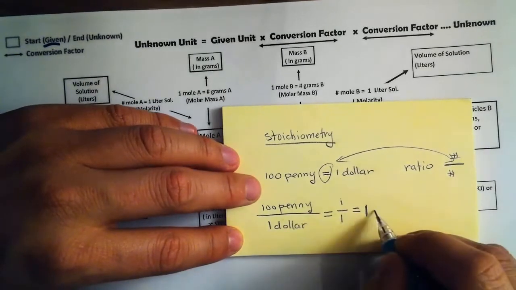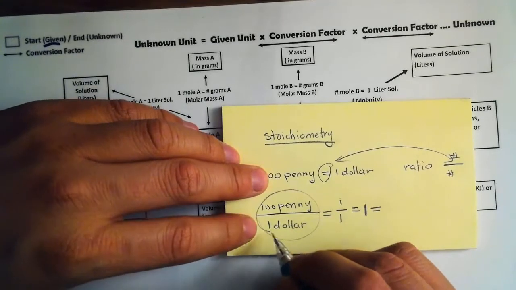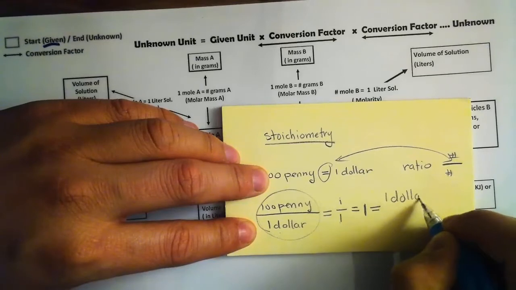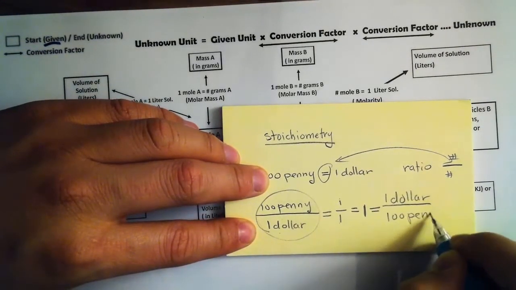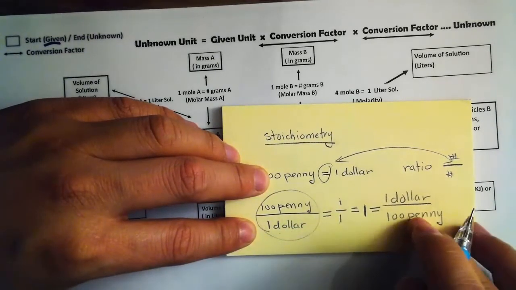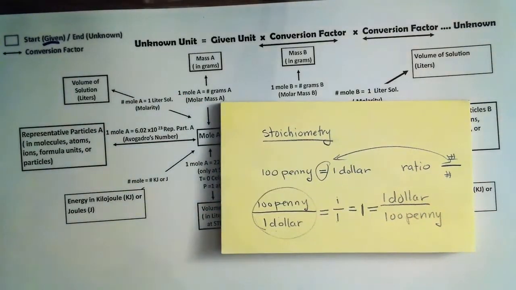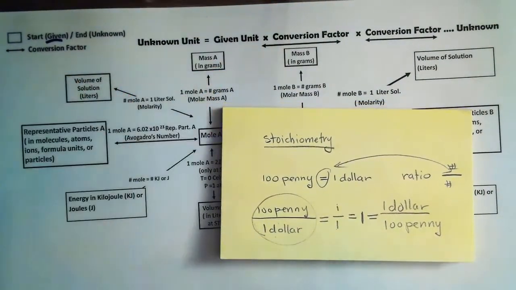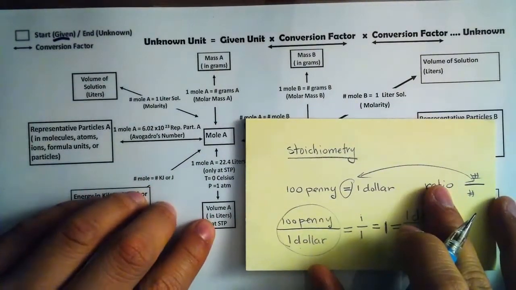Why is that important? Because now you can rewrite this conversion factor, or this fraction, so that the $1 is on top and the pennies are on the bottom, and they are equal to each other. It doesn't matter how you write it. They are the same value. So why is that important? Because in chemistry, you can actually change grams all the way to liters, and I'm going to show you next.